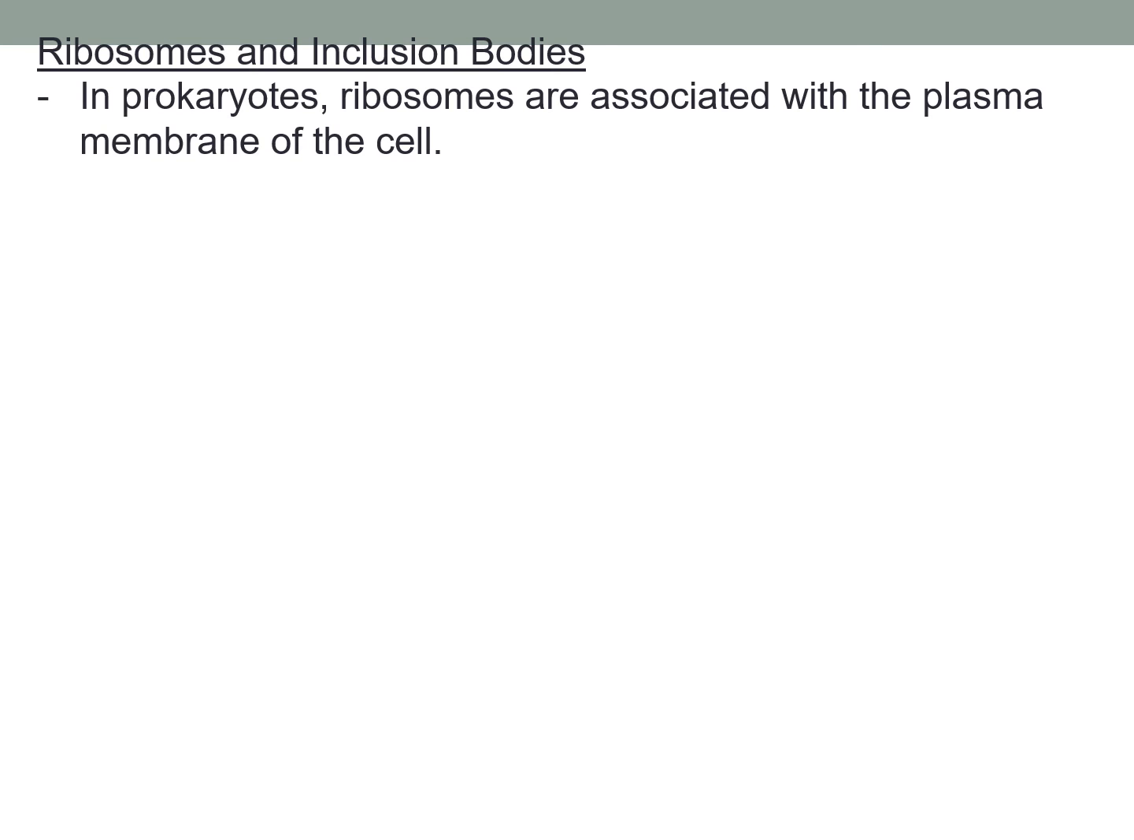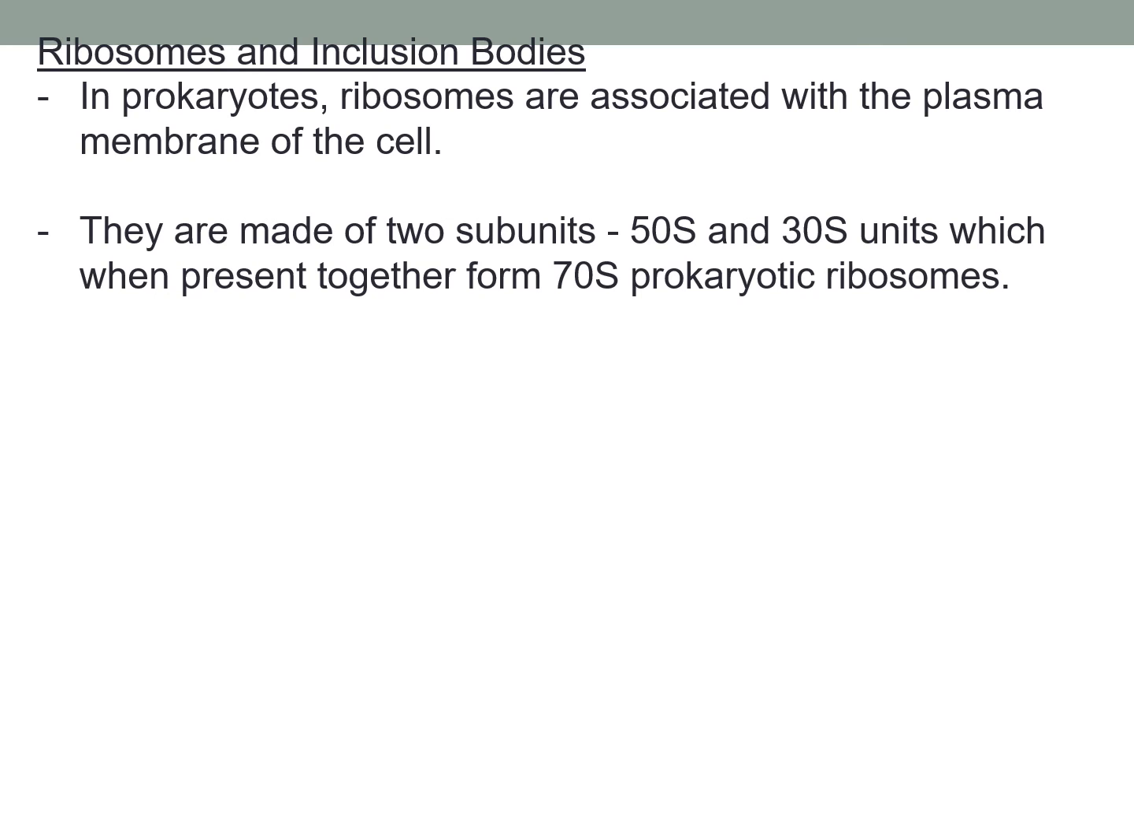Ribosomes and inclusion bodies. In prokaryotes, ribosomes are associated with the plasma membrane of the cell. They are made up of two subunits, 50S and 30S units, which when present together form 70S prokaryotic ribosomes. Here the letter S stands for Svedberg. It's a unit used to measure how fast molecules move in a centrifuge.